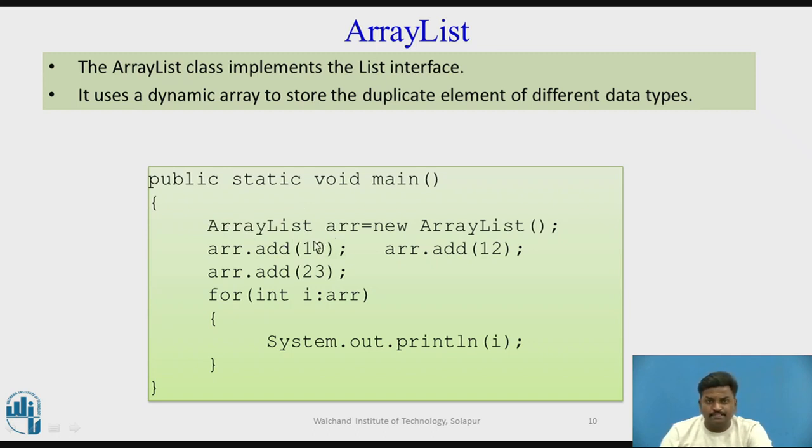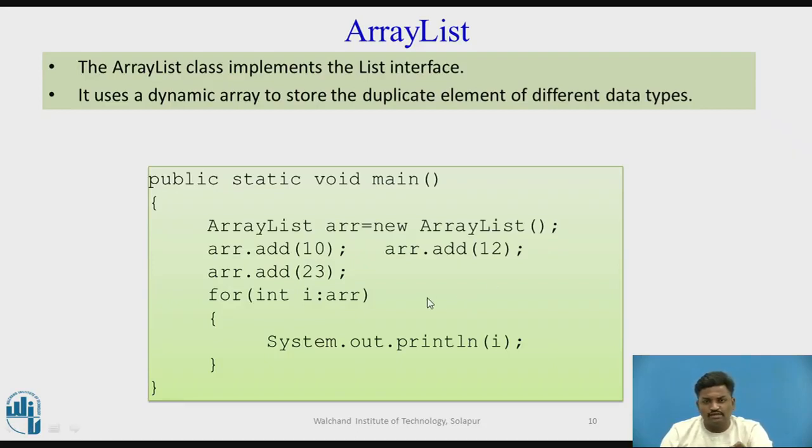Now, if you want to add elements into this ArrayList, the method available in this ArrayList collection is add. To add, we'll use arr.add. arr.add will add elements to this particular ArrayList. arr.add 10, 12 and some element 23. Any number of elements you can add. There is no fixed size. Here you can see I have not given any specific size. So collections grow and shrink as per the need. That's the beauty of collections.